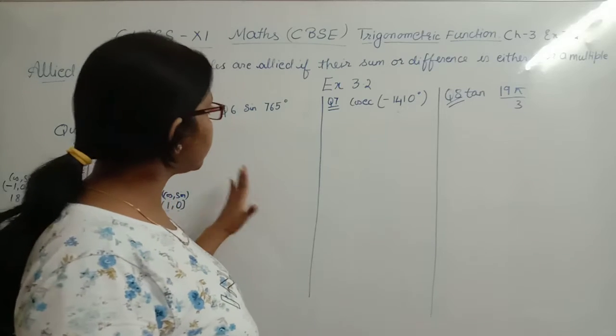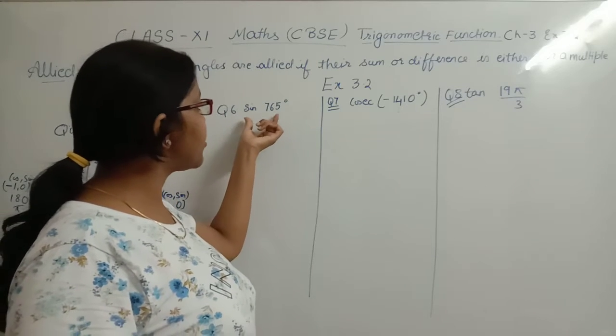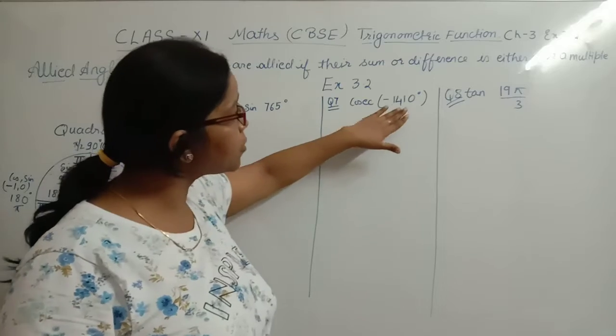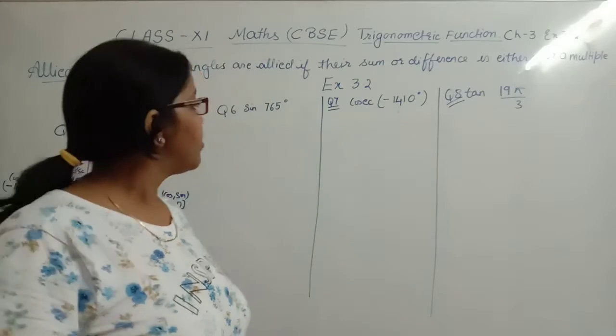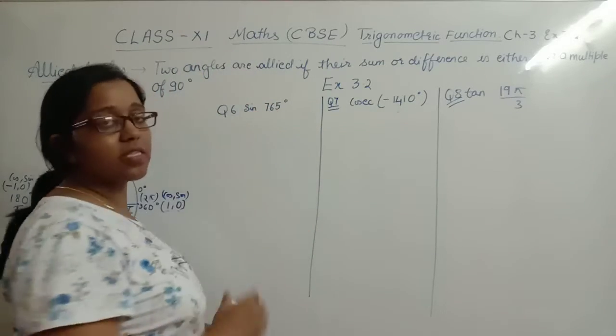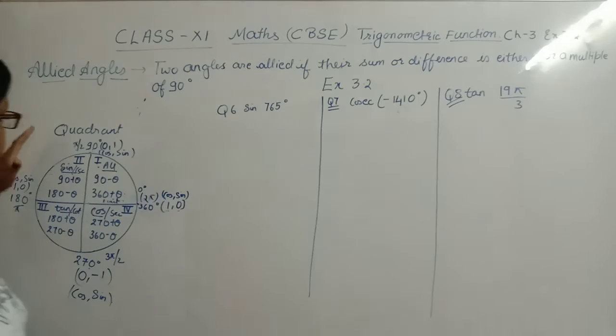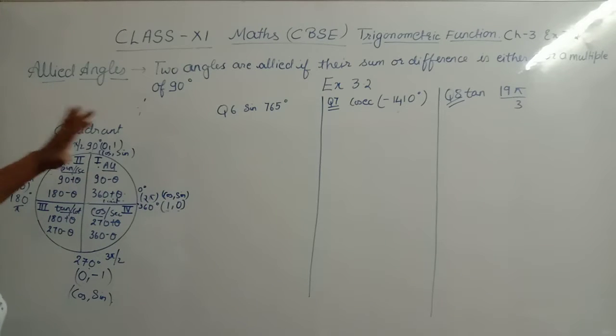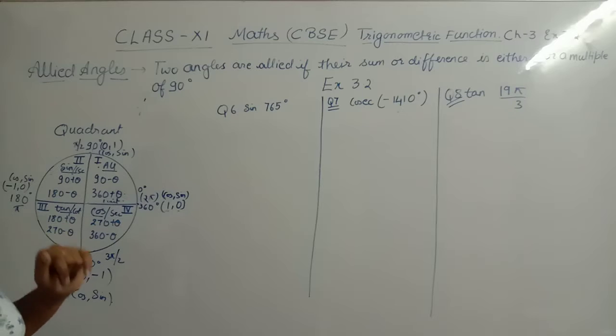Okay. So now in this question we will find out the value of this kind of trigonometric function. What will be the value of sine 765? If you remember, we had studied this quadrant. Okay, so we are going to apply the same over here also.